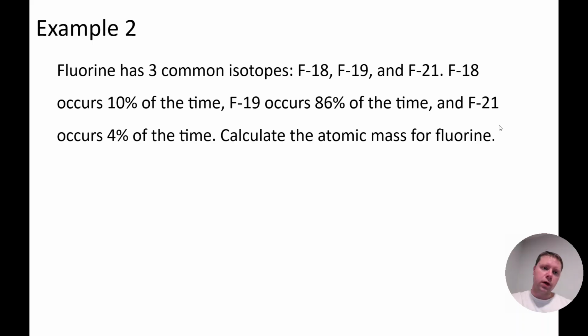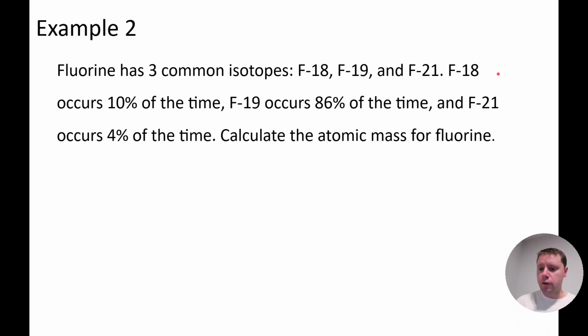All right, so in this one, example 2, fluorine has 3 isotopes. F18, F19, and F21. F18 occurs 10% of the time, F19 occurs 86% of the time, and F21 occurs 4% of the time. And then they want you to calculate the mass of fluorine. Okay, so we're just going to do what we did just a few minutes ago.